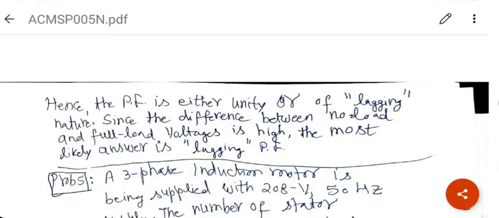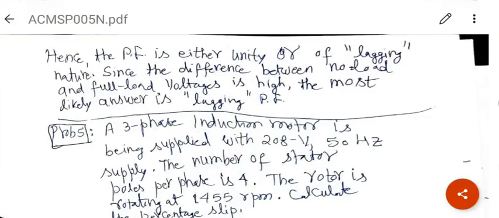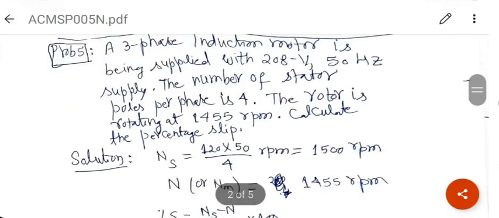Okay. Next one is regarding induction motor. It is again simple enough. A three-phase induction motor is being supplied with 208 volt, 50 hertz supply. The number of stator poles per phase is 4. The rotor is rotating at 1455 RPM. Calculate the percentage slip.